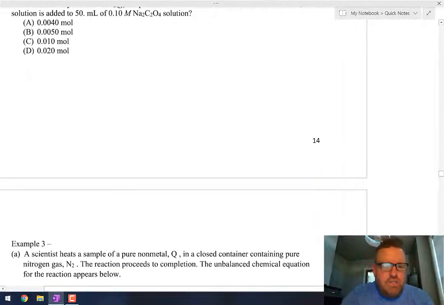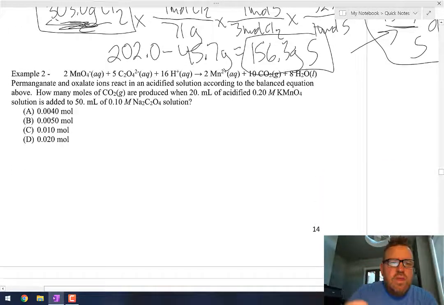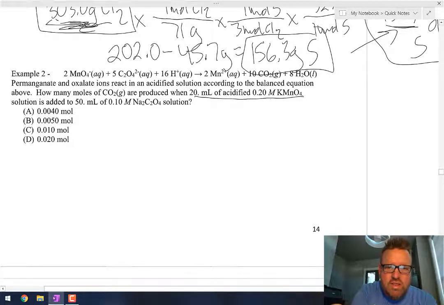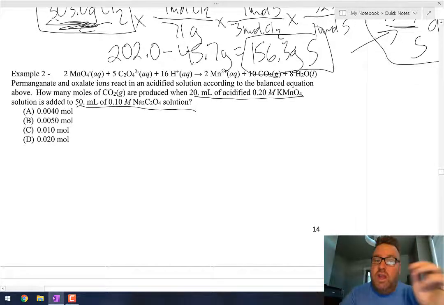Okay, example 2. How many moles of Cl2 are produced when 20 milliliters of acidified 0.2 molar KMnO4 is added to 50 milliliters of 0.10 molar NaC2O4? Okay, so again, notice they're giving us the amount of both reactants. They're giving us the potassium permanganate and the sodium oxalate. So what do we need to do? We need to figure out which one's going to run out first.